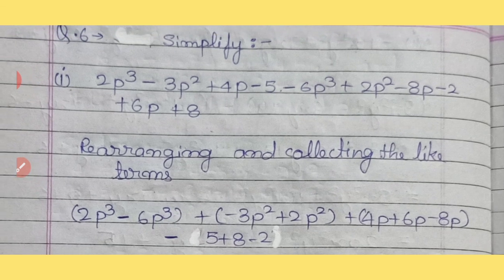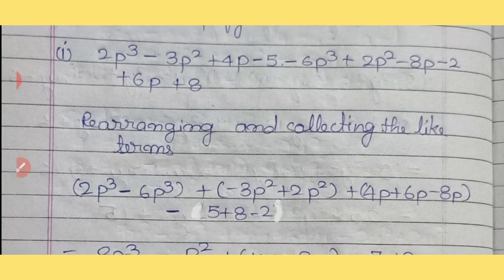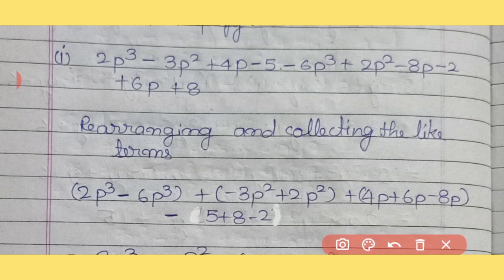The first question given is 2p cube minus 3p square plus 4p minus 5 minus 6p cube plus 2p square minus 8p minus 2 plus 6p plus 8. We will rearrange and collect the like terms. As we are collecting the like terms, 2p cube and minus 6p cube will come together in one bracket, and in another bracket we will put minus 3p square and plus 2p square.